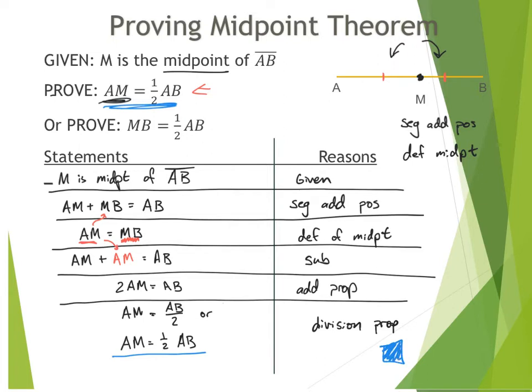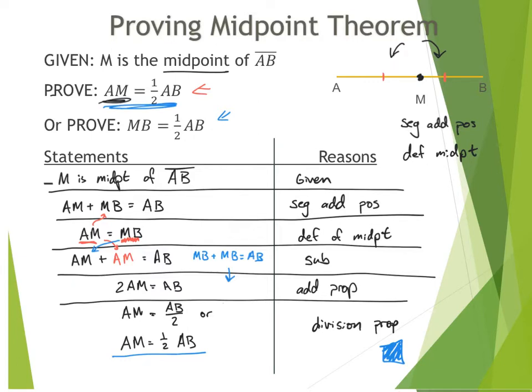Now it does say you could have proved it this way. You could have plugged in MB. So in this step right here, instead of plugging in AM, what you could have done is plugged in MB over there. So you would have had MB plus MB is equal to AB, and it would have continued on the same way, just with the different letters. But it would have been the exact same thing.